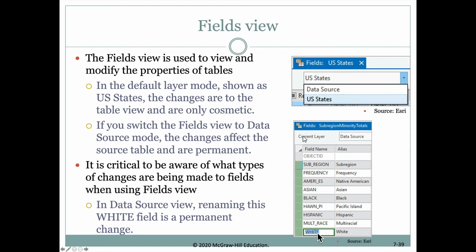But we have to be careful, right? We could misspell that word. It could be WIHTE or something like that, which would be a permanent change we would be making to our attribute table. And this could really have an important influence. For example, if we were joining this to another table and we were relying on this field name, if we misspell that field or use a different field name, then that join may no longer work. So it's really important when you make these changes in your fields to make sure that you understand that you're making a permanent change and understand what other sorts of implications that might have.